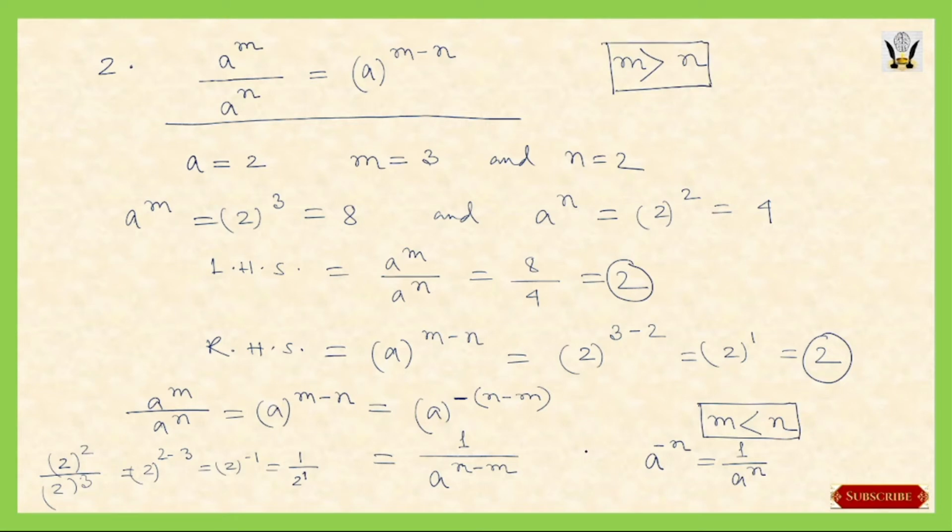Now we will learn the next law of positive integral exponents. The next law, or third law, says, suppose we have a base a, and if we take the mth power of that base, and whatever result we get, if we take the nth power of that result, then it will be equal to a to the power m multiplied by n. Now we will understand this in a better way with an example.